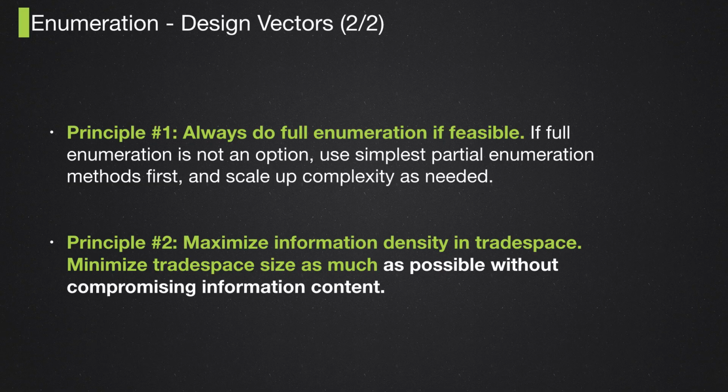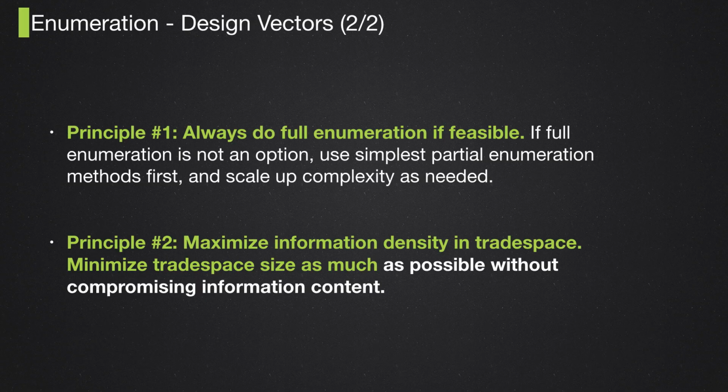So principle number one, if it's possible, first always do a very simple architecture model in which you can do full enumeration. You will have a chance to make it more complex later, but at the beginning do something simple. Principle number two is to maximize the information density in the trade space. Really try to minimize the trade space size as much as possible without compromising the content in terms of information. So it's really important to keep information as dense as possible.